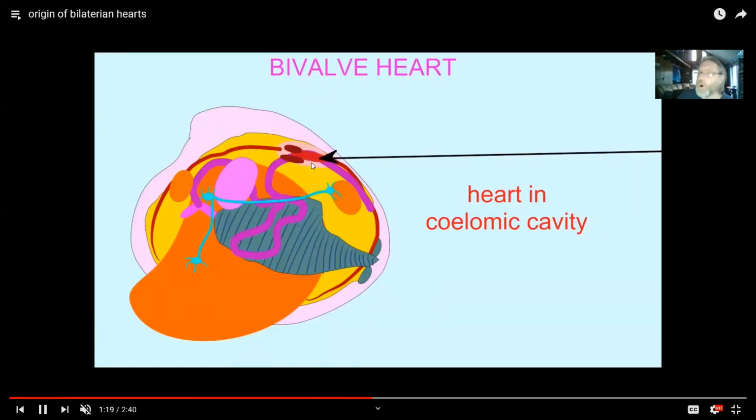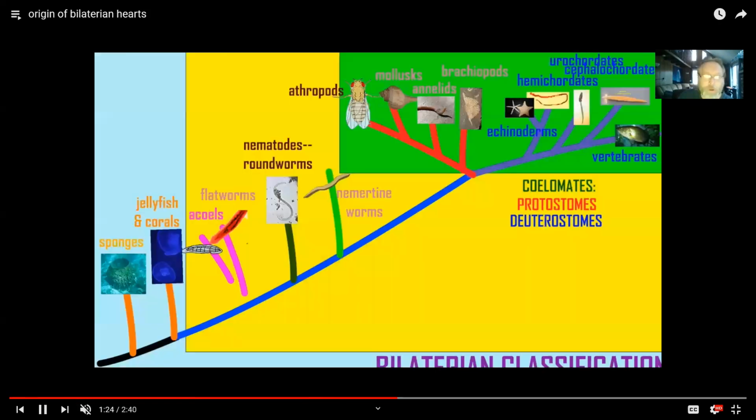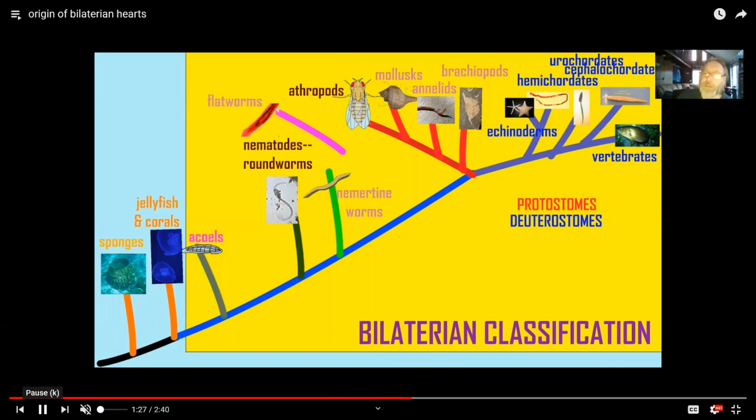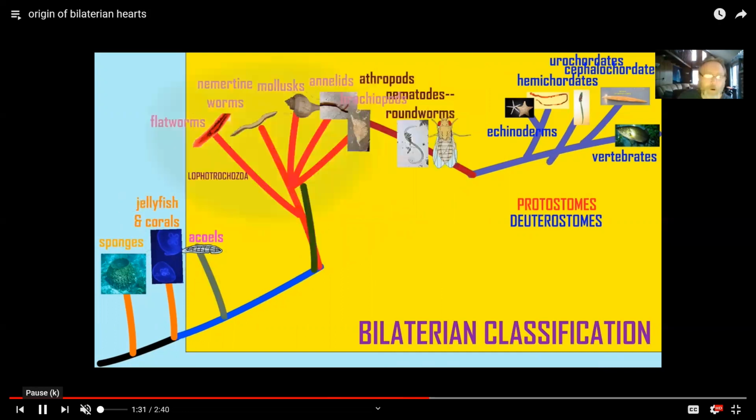Once again, hearts are typical, but then hearts can pump blood into vessels, which are then short and then mixed with the coelomic cavity. And so there are invertebrates which have hearts, which asks the question: are these separate structures that evolved separately, or are they somehow homologous to the vertebrate hearts?